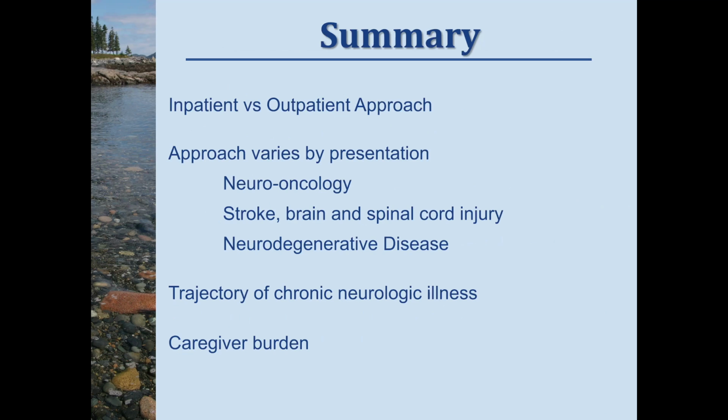So again, in summary, we talked about the inpatient and outpatient approach. The approach varies by presentation. So we've got neuro-oncology, different from neurodegenerative, different from acute issues that can turn into static issues. We talked some about that trajectory and that uncertainty in the acute setting, and then caregiver burden.